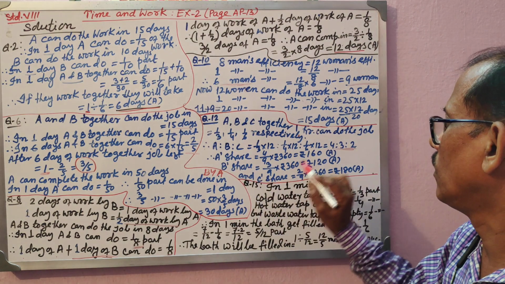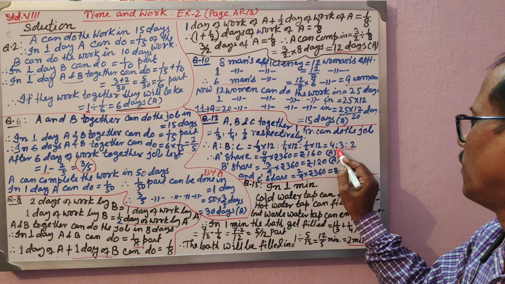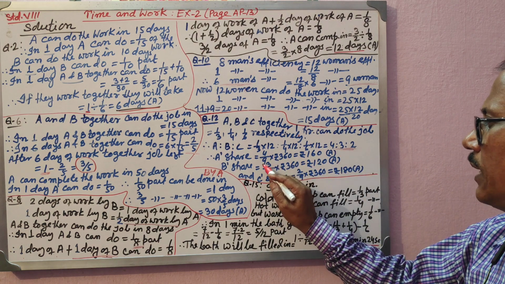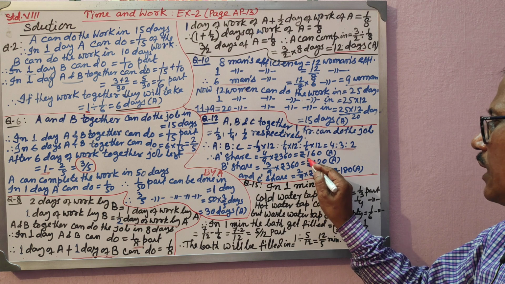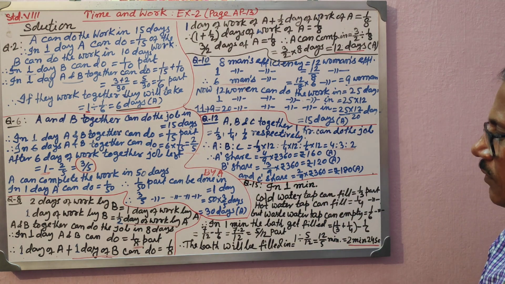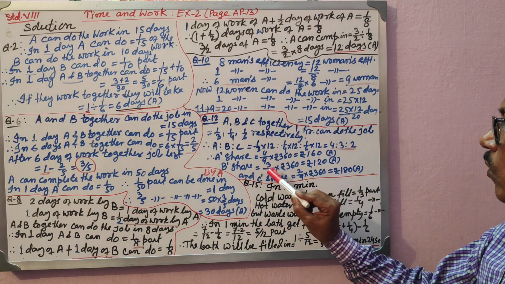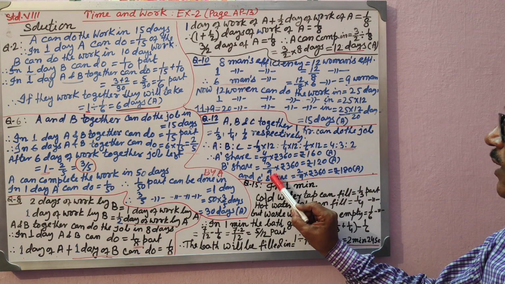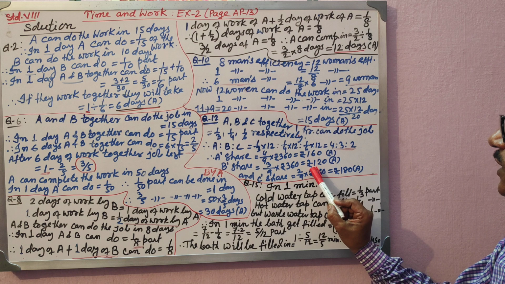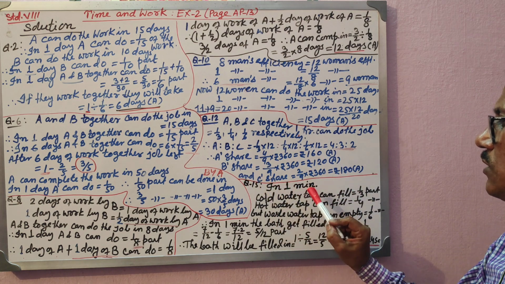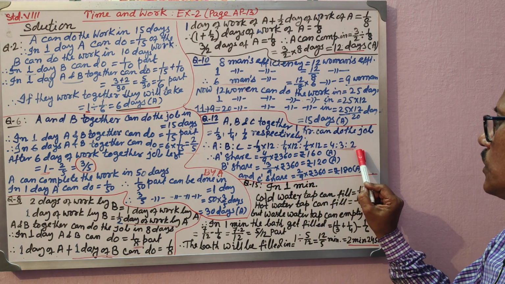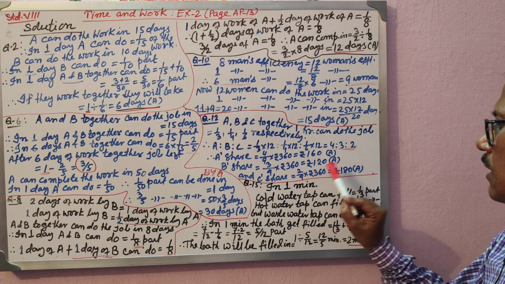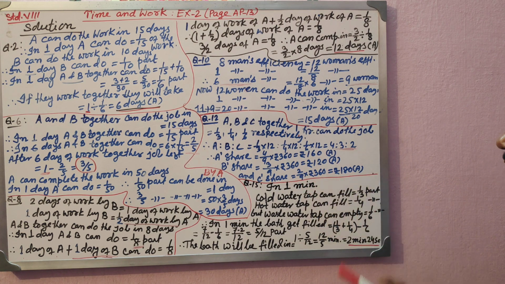So A's share will be 4 by the sum of the ratio, which is 9 (4 plus 3 is 7, plus 2 is 9). 4 by 9 into 360, so A will get rupees 160. B will get 3 by 9, the sum of the ratios being 9, into 360, which is equal to 120. And C's will be 2 by 9, 2 is its own term, divided by the sum of the ratio, into 360, that is 180.